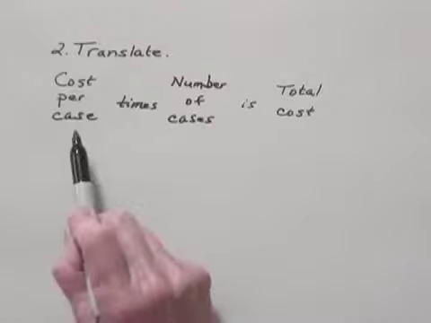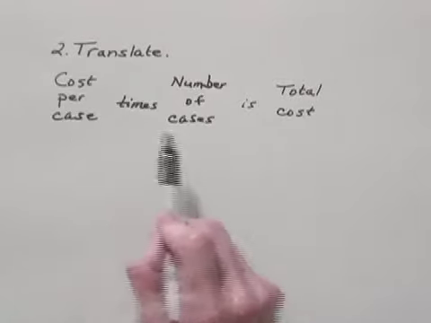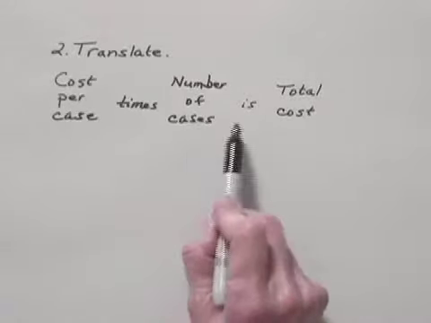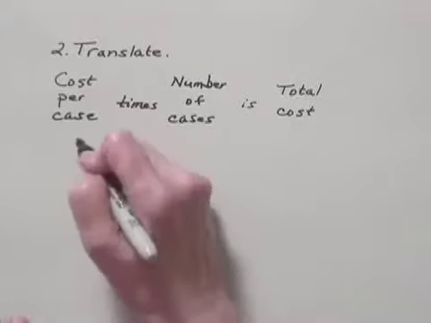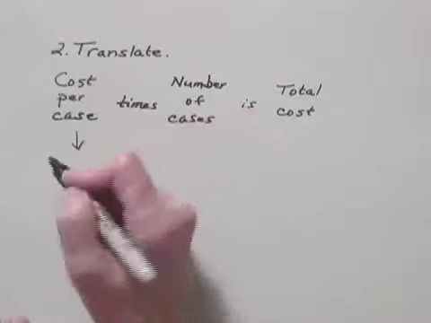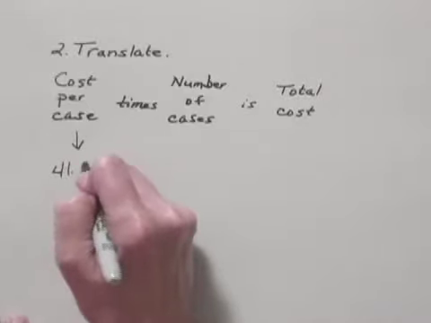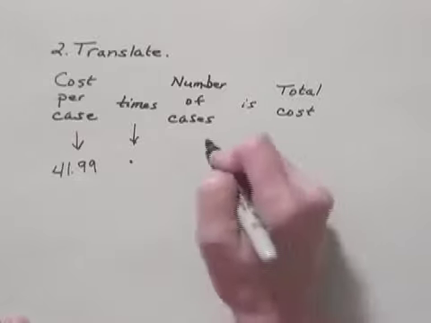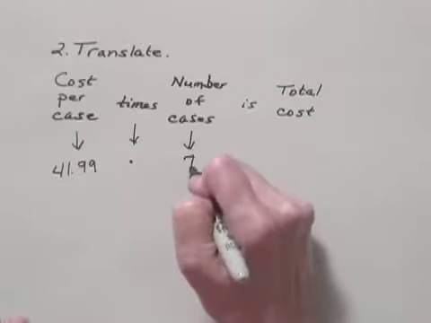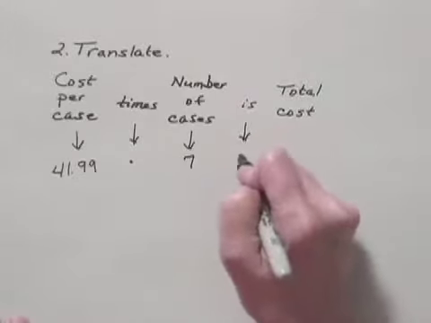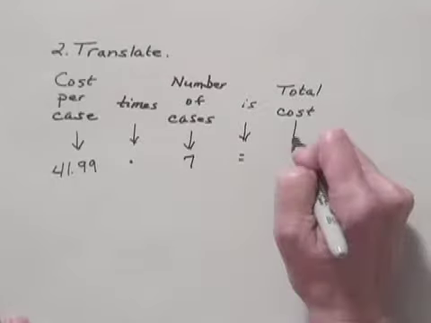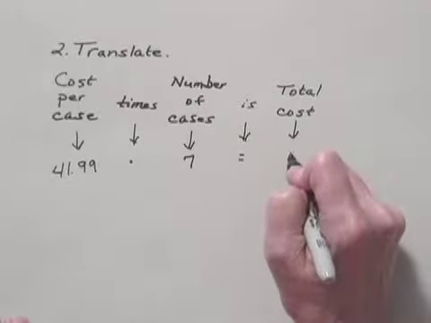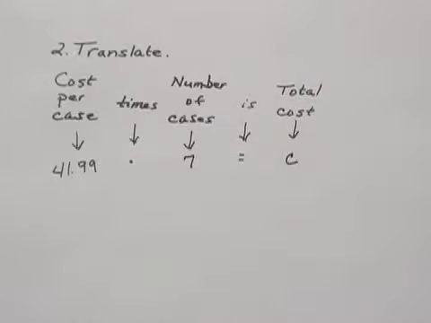We know that the cost per case, the cost of one case times the number of cases that were purchased is going to be the total cost. We know the cost per case, it's $41.99, times, we're at the multiplication symbol. We also know how many cases were purchased. There were 7 cases. Is translates to the equal sign, and the total cost, we've assigned the variable C to the total cost. So we have the equation 41.99 times 7 equals C.